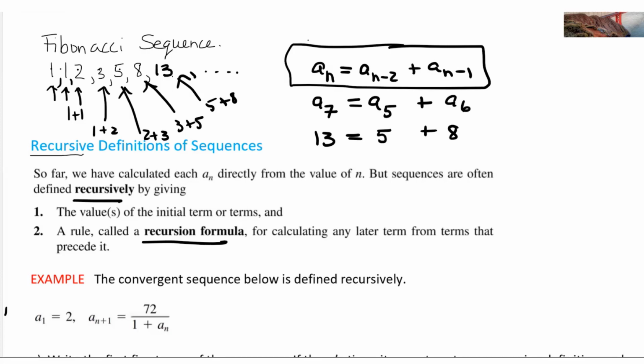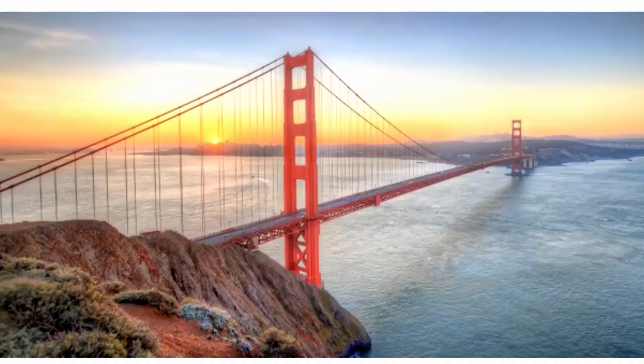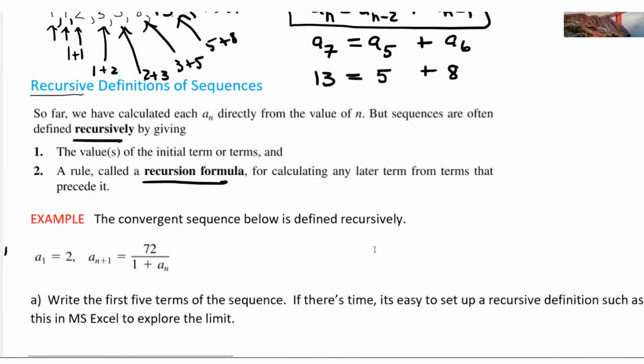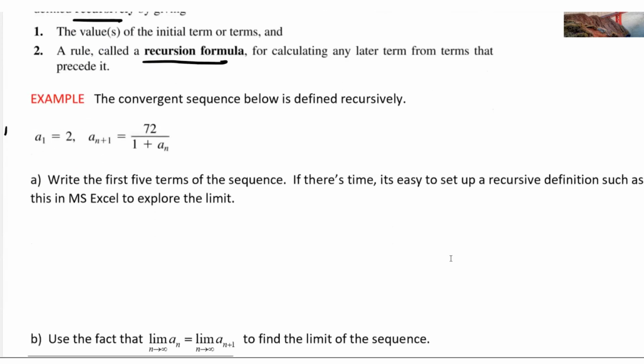Sometimes, given a recursive formula, you can find a way to write it directly, where you don't have to define it in terms of previous terms, but sometimes you can't. All right, so let's take a look at this example. Let a sub 1 be the number 2. Then we define each term after that by a sub n plus 1 equals 72 over 1 plus a sub n. So for example, a sub 1 is 2.